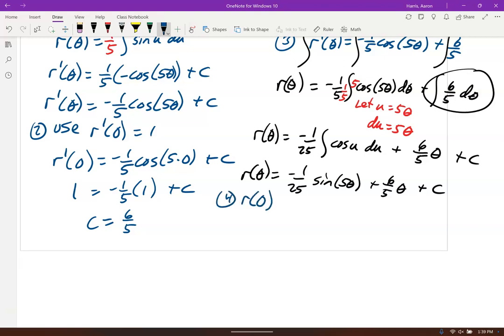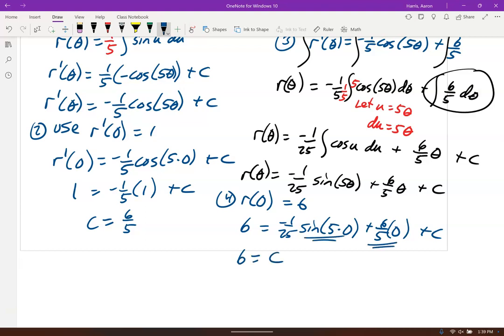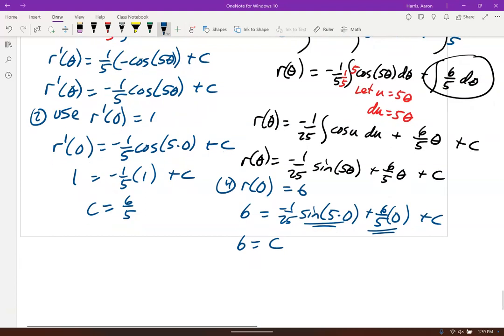R of 0 equals 6. So let's plug it in. R of 0 is 6. Negative 1/25, and 0 is going in for theta. Sine of 0 is 0, so that's gone. 6/5 times 0 is gone. So it looks like our constant ends up being 6. So r of theta is negative 1/25 sine of 5 theta plus 6/5 theta plus 6.